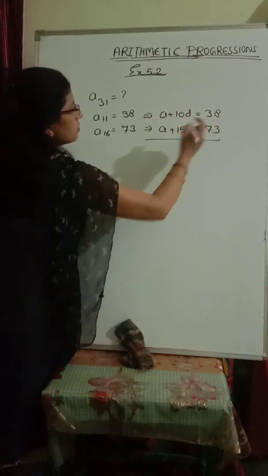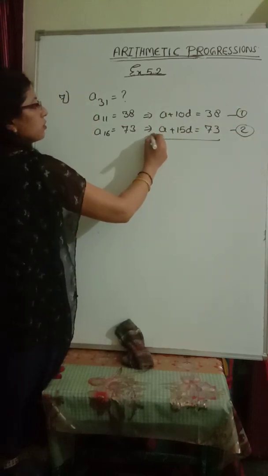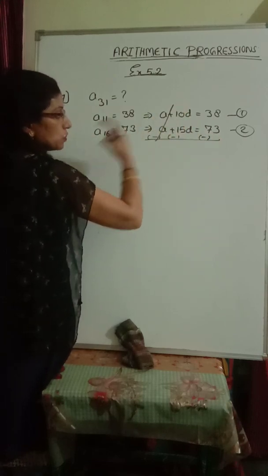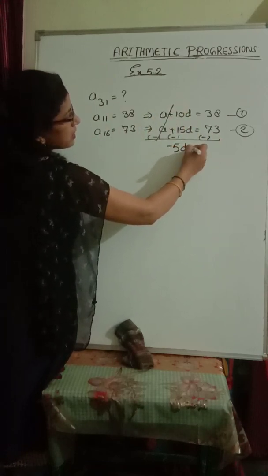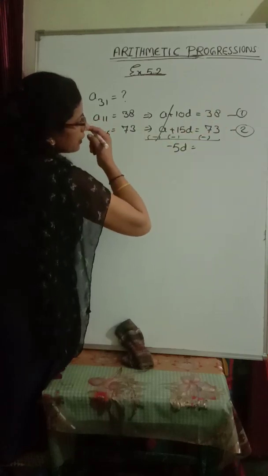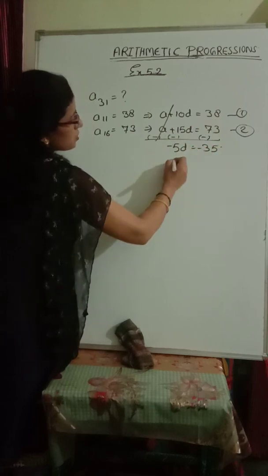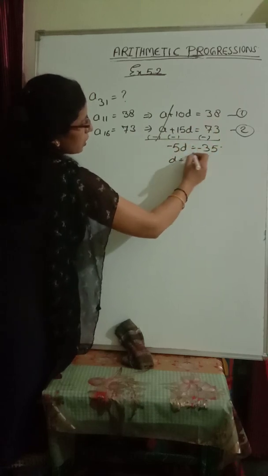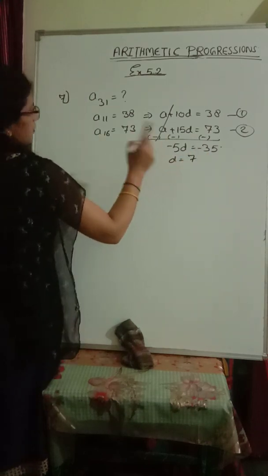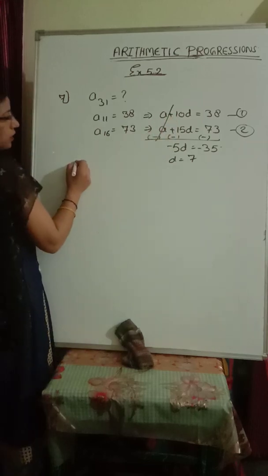Now we will see from these two equations, equation number 1 and equation number 2. Subtract them. Minus, minus, minus cancel out. So this is minus 5d is equal to 38 minus 73, which is minus 35. So d is equal to 35 by 5, so d is 7. Substitute in one of the equations to find the value of a.